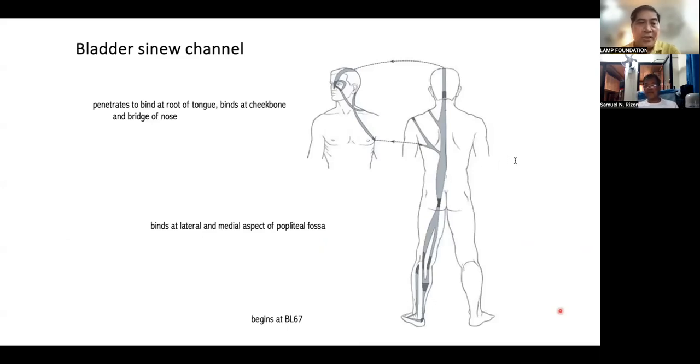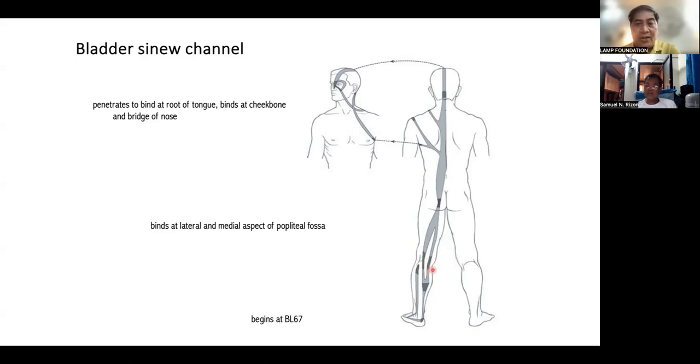Okay, saan po ito nag-originate? As you can see, it originates at the little toe, kasi 67. Proceeds upwards to the external malleolus and then to the knee. A lower branch extends below the lateral malleolus to the heel, and then ascends to the lateral margin of the popliteal fossa here. Another branch separates at the convergence of the medial and lateral heads of the gastrocnemius muscle and ascends to the medial margin of the popliteal fossa.